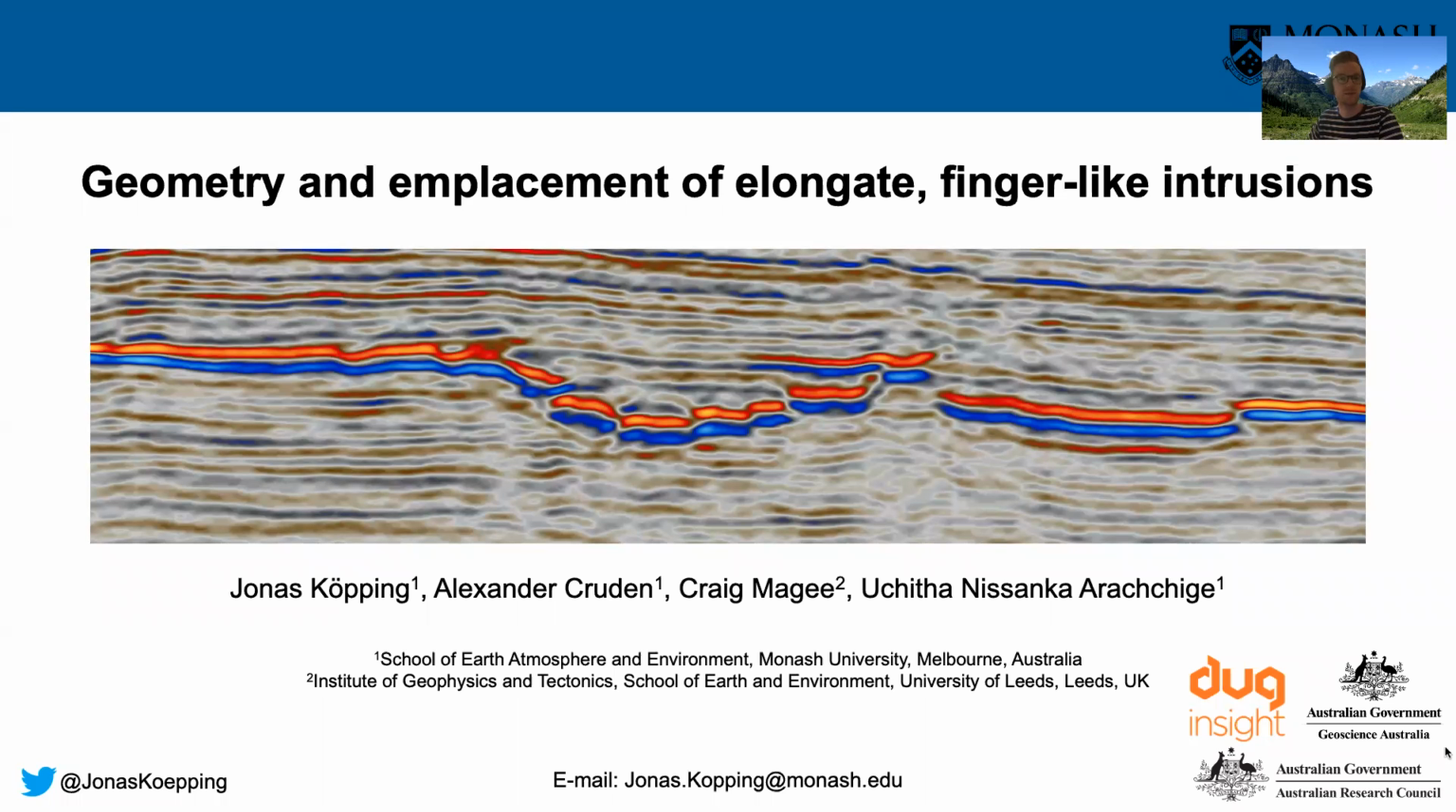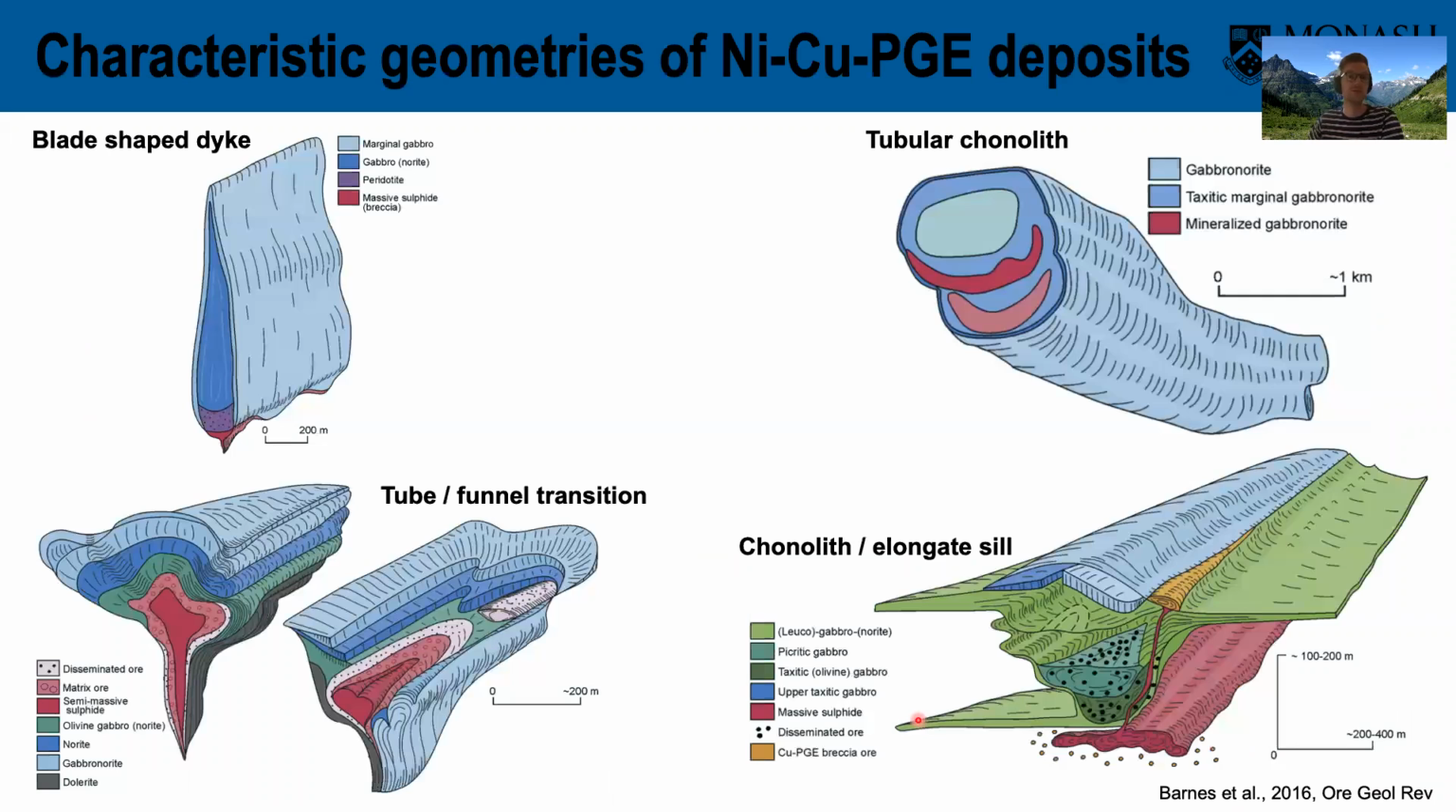I'm a PhD student at Monash University, and in the presentation today I'm going to be talking about the geometries and potential emplacement mechanisms of elongate finger-like intrusion geometries. And you may ask yourself how this links up to nickel, copper, and PGE deposits. To answer that, we need to have a look at their characteristic geometries.